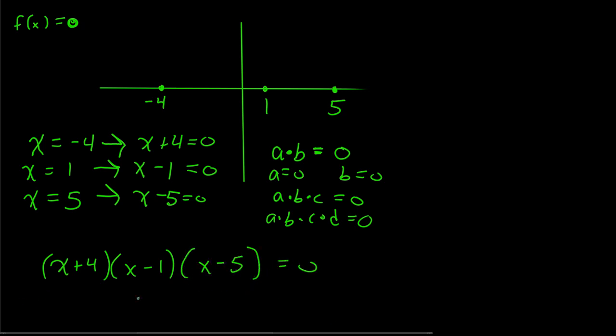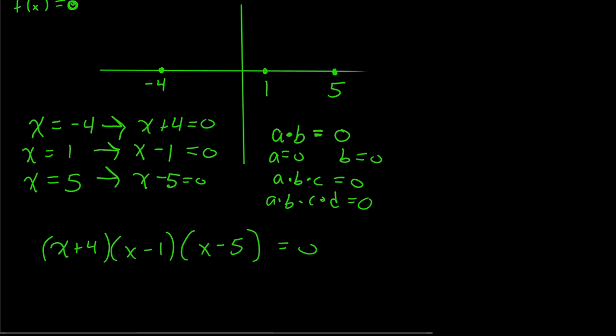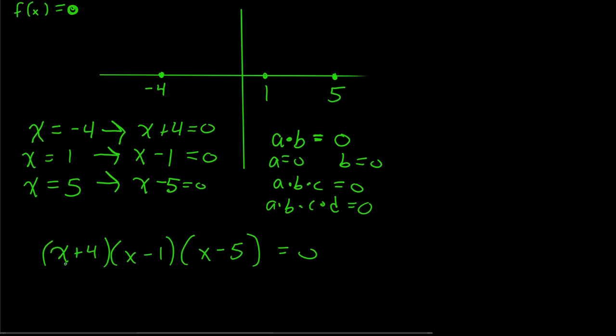And I will get a polynomial if I do this. In fact, let's look at this polynomial because we want to see some information from it. So I'm going to do my FOIL here. My first times my first is x squared. My outer gives me negative 1x. My inner gives me 4x. And my last gives me negative 4.